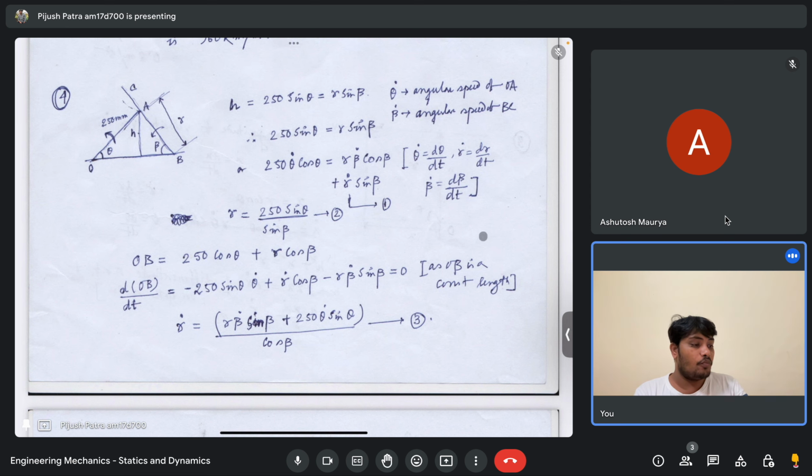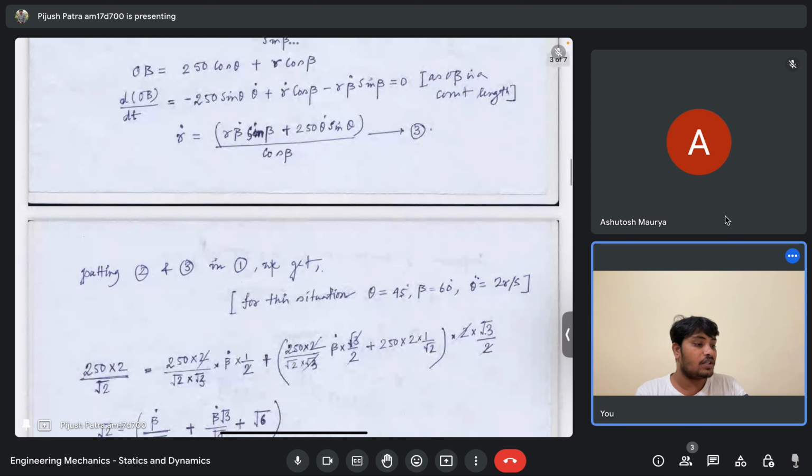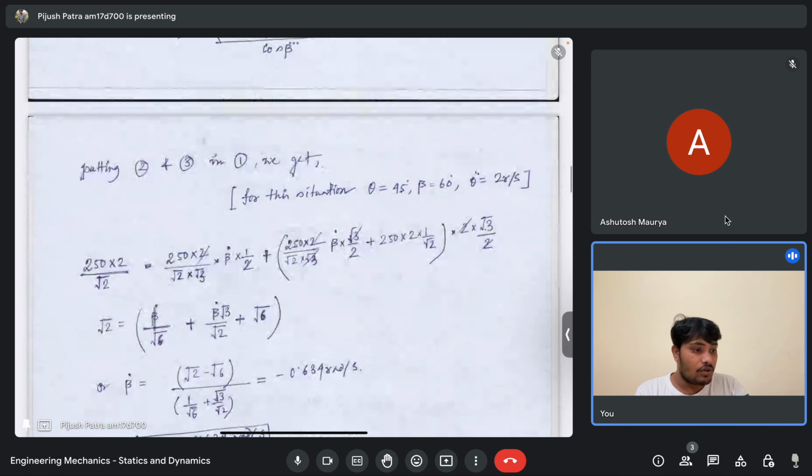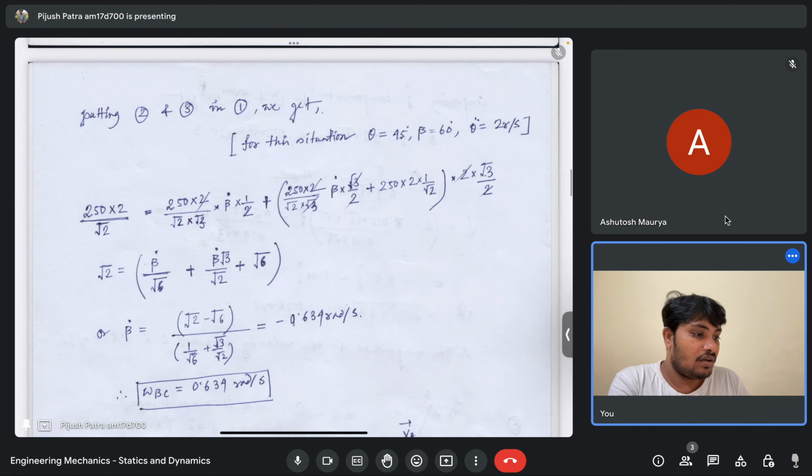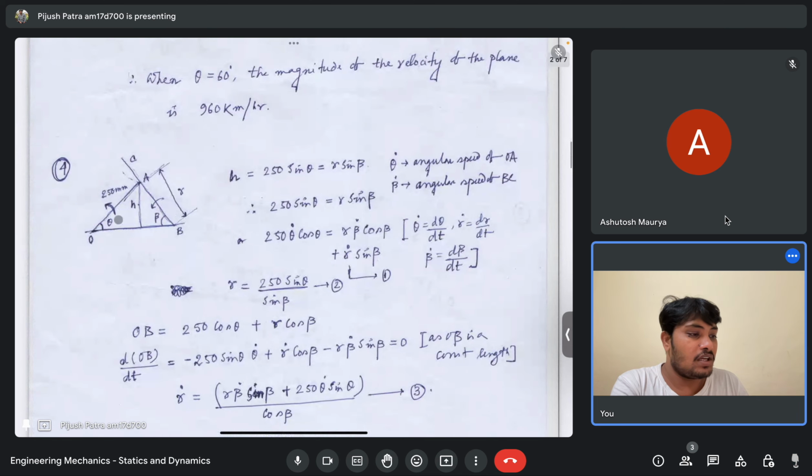Fine. So we need to calculate beta dot. If you put 2 and 3 into 1, you just need to do this algebra. The only unknown in this case is beta dot, and that beta dot will give the angular velocity of that rod BC, omega BC, which is coming as minus 0.634. Why is it minus? Can you tell me why it is minus? Because it is given that theta dot is something positive, right? Theta dot, what is the theta dot value?